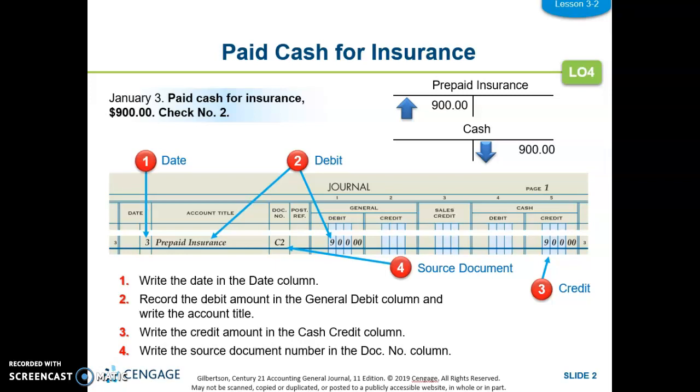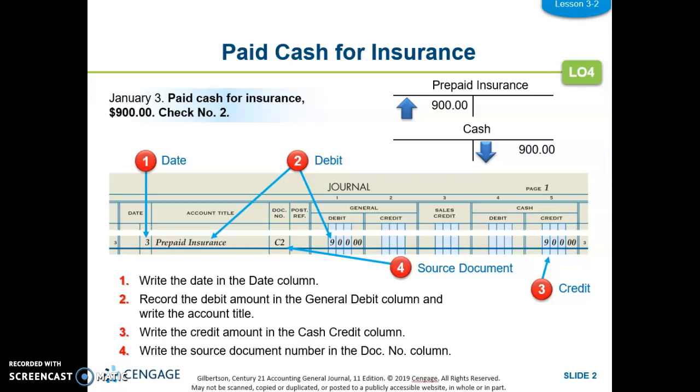The first one is on January 3rd, we paid cash for insurance, $900, check number 2. We would first want to write the date in the date column, so we would just put 3 because we already put January further up on line 1. We would then also put in the document number, C2. I like to do that right away, the things that I know that I don't have to think about. After that, we will do our debits and our credits.